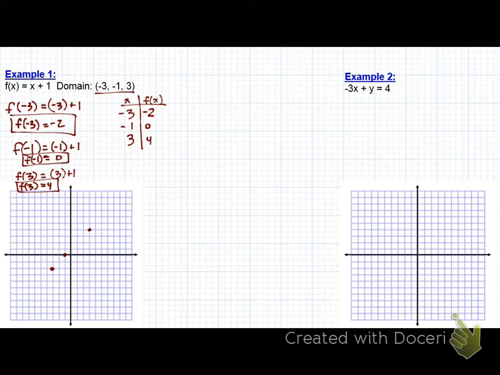And basically what it's saying, this is the function, this is what it's looking like. If we look at our domain, we have a domain of 3, domain of -1, and a domain of -3, and these are our points. Okay? So that's number 1.